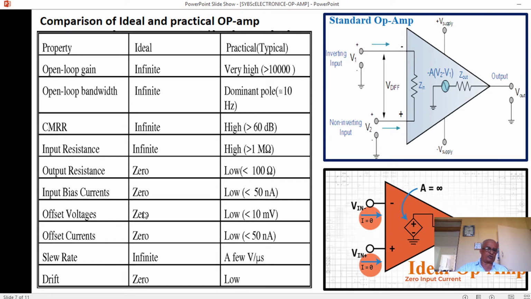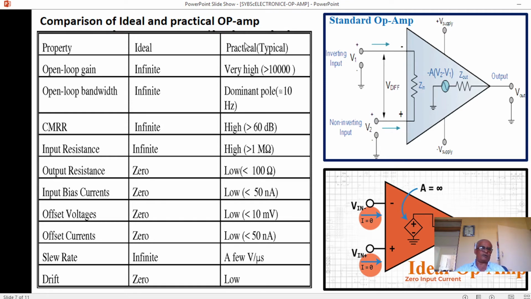Offset voltage should be 0. Offset voltage means what? Offset means we want 0 output, but generally to make the output 0 we need to connect some input. That is the offset voltage, and it should be 0. Input offset current: again, when the output is 0, the current through the input terminals of the op-amp should be 0. Slew rate should be infinite, meaning whatever changes we apply to the input should be passed to the output without lapse of time. And drift means when temperature changes, there is no change in the output parameters of the op-amp, so that is called 0 temperature drift.